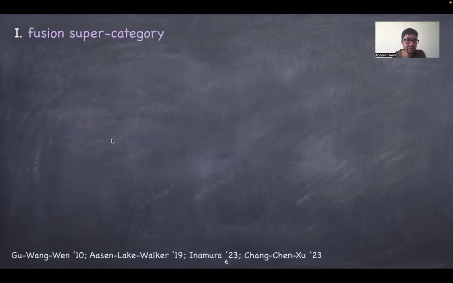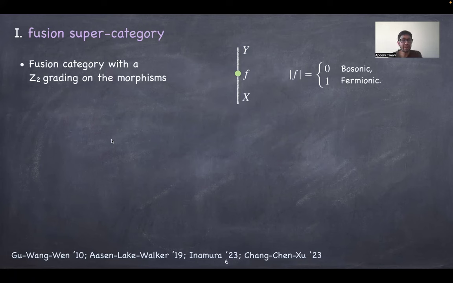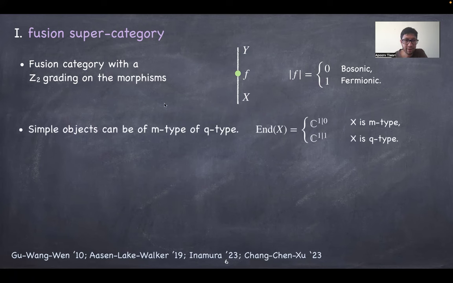A fusion supercategory is a fusion category where the morphisms have a Z2 grading on them, where a zero-graded morphism is bosonic, while a one-graded morphism is fermionic. This further divides the kinds of simple objects that one can have into two classes, which are M-type and Q-type. Any simple object has a one-dimensional space of bosonic endomorphisms. However, depending on whether or not one has a fermionic endomorphism, denoted by 0 or 1 on the right side of this bar, the object is M-type or Q-type.